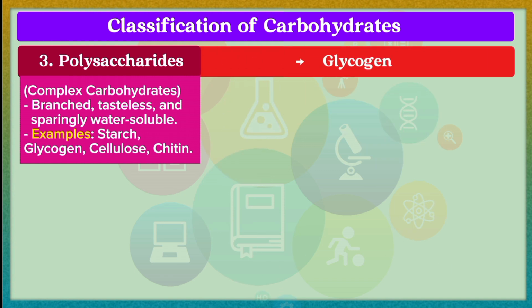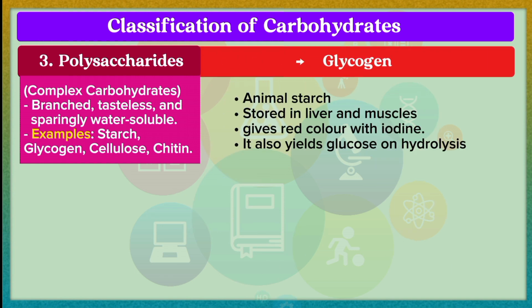Glycogen is also called animal starch. It is the chief form of carbohydrate stored in the animal body. It is found abundantly in liver and muscles. Though found in all animal cells, it is insoluble in water and gives red color with iodine. It also yields glucose on hydrolysis.